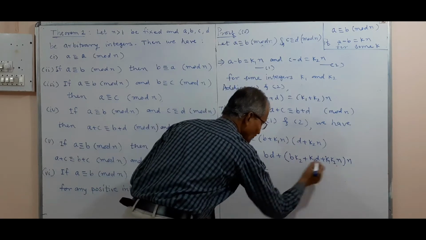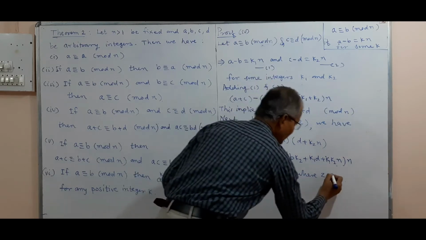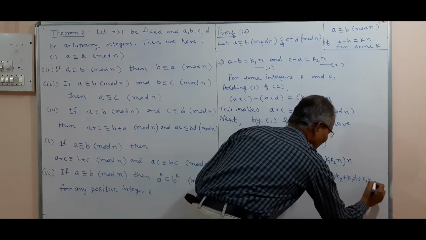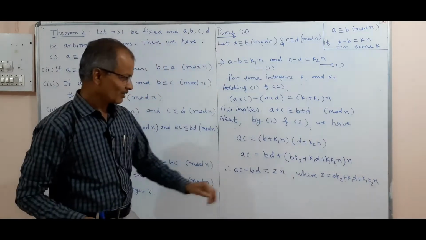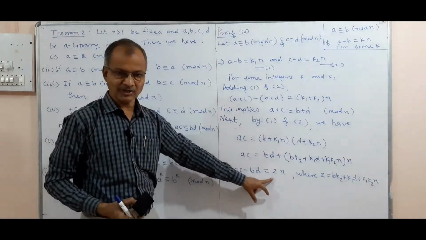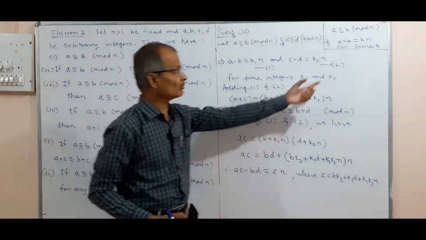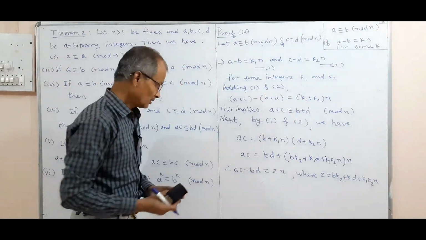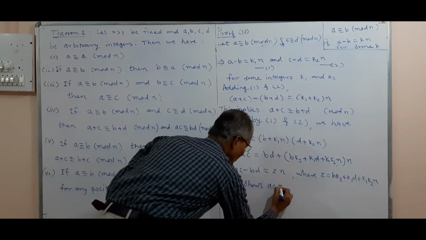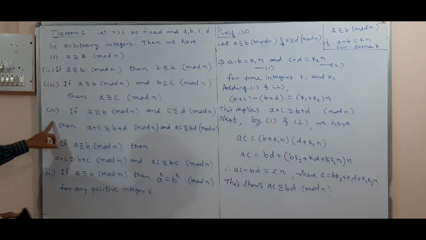this integer we will consider as z into n, where Z is equal to bk2 plus k1d plus k1k2 into n. Why have we written it like this? Because all are integers and therefore this combination is also an integer, and that is assumed as z. Now the difference of these two is z times n, therefore these are congruent to each other by this definition. So this shows AC congruent to BD mod n, and thus proves the fourth property.